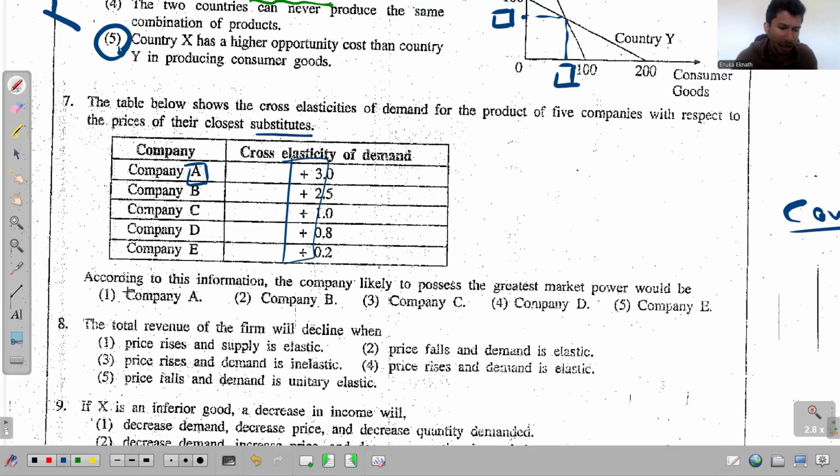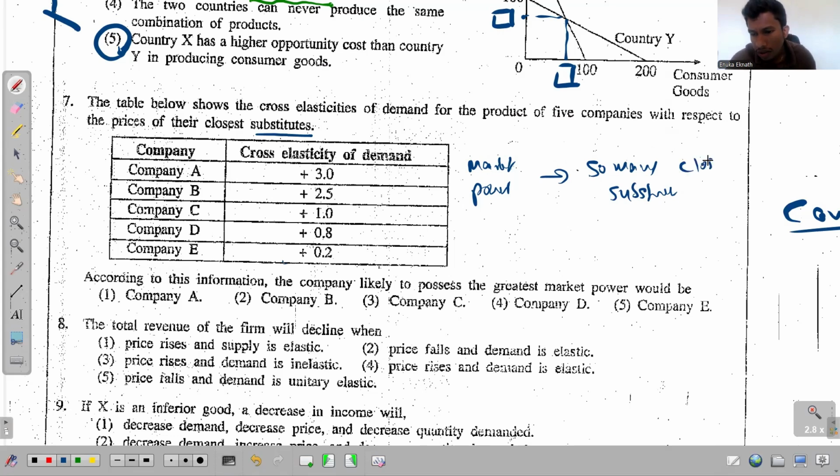So then what's the requirement of the question? That is, according to this information, the company likely to possess the greatest market power. All right. So the market power of the company will be high. You just think about this thing. What will happen to the market power if there are so many, let's say, close substitutes? So what will happen to this market power? Think and tell me.